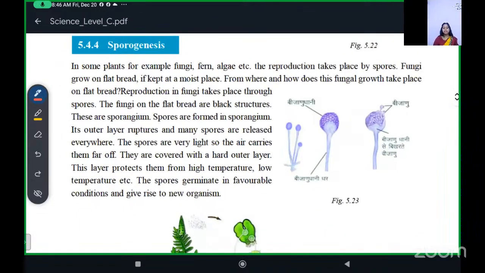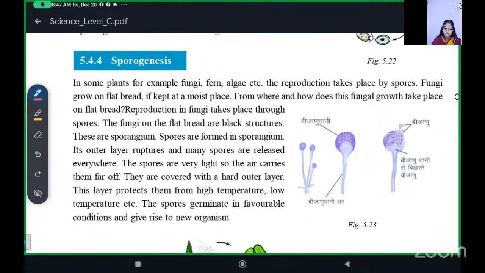Then we have sporogenesis, where organisms have different spores. Examples are fungi and algae. Reproduction in fungi takes place through spores. On fungi like bread mould, the black structures are known as sporangium. Spores are found in the sporangium. The outer layer ruptures and many spores are released everywhere. These spores are very light, so the air carries them far off.